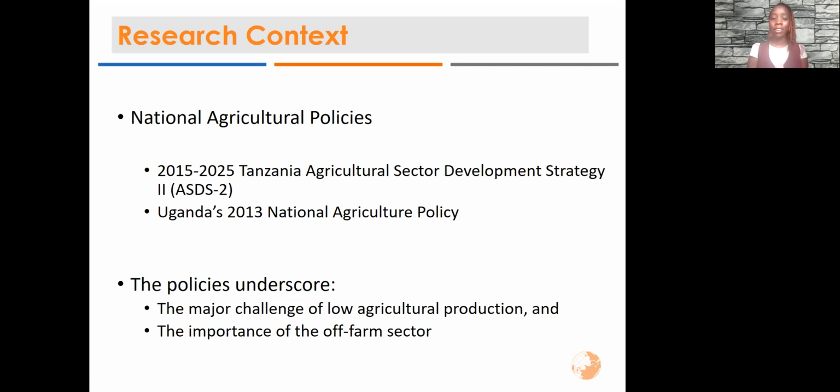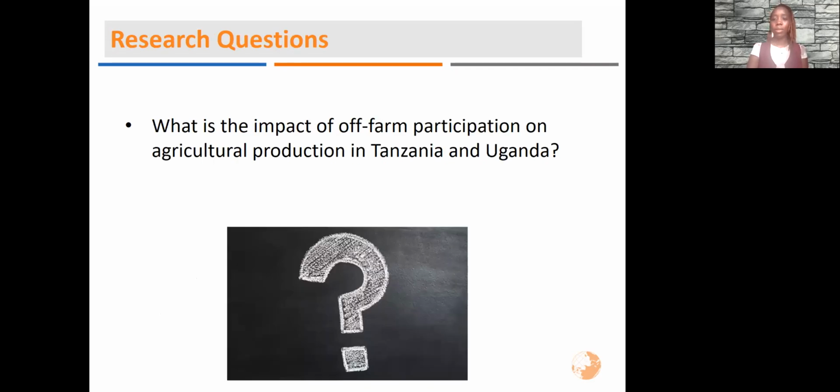Looking at the national agricultural policies in both Tanzania and Uganda, we observe that they both highlight that low agricultural production is a major challenge. However, they both underscore the importance of the off-farm sector. This leads us to the research question. What is the impact of off-farm participation on agricultural production in Tanzania and Uganda?